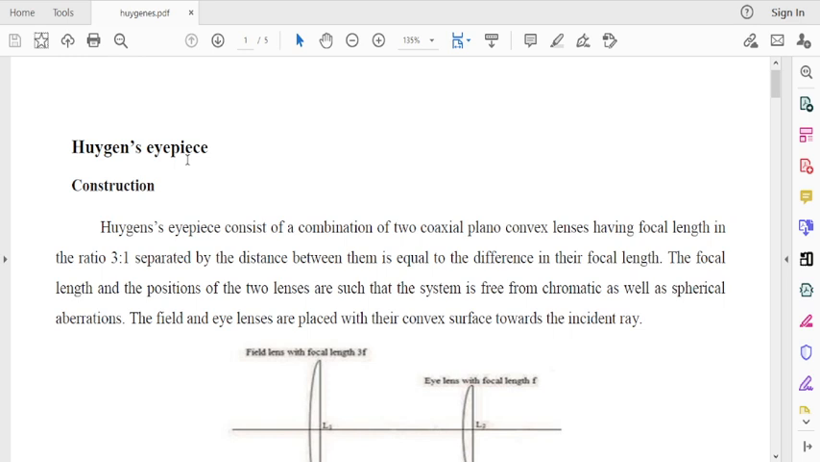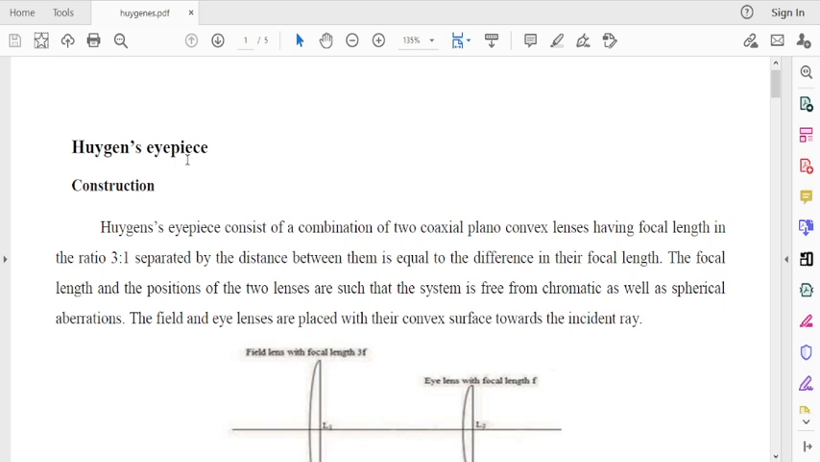We will learn now the important part of the chapter, that is eyepieces, in which we have two eyepieces to learn as per the syllabus, that is Huygens eyepiece and Ramsden's eyepiece.